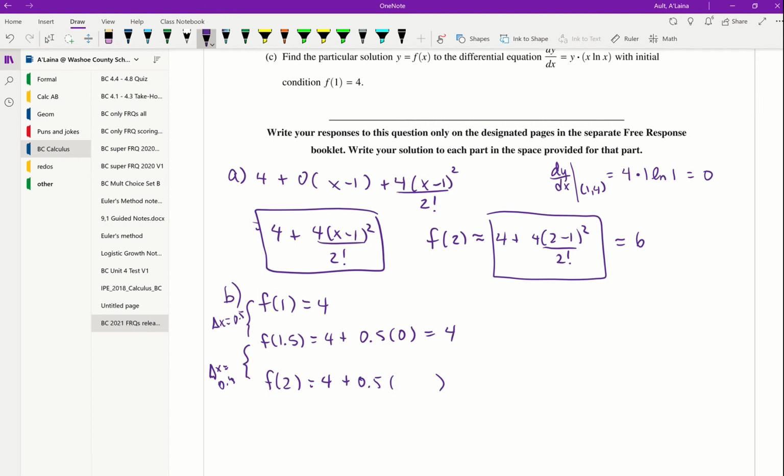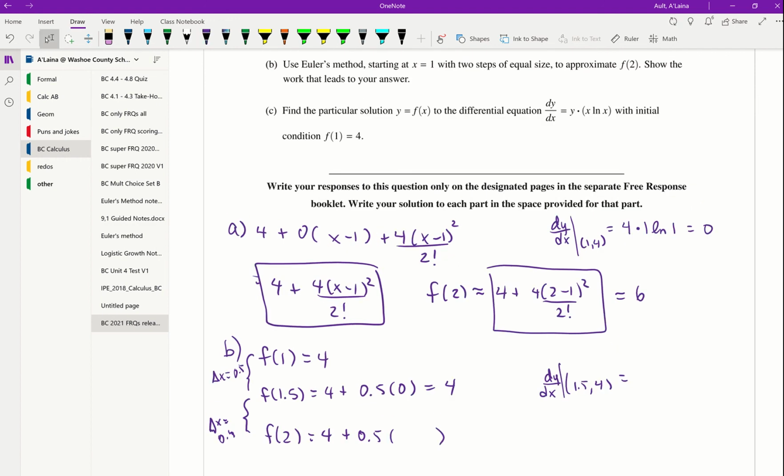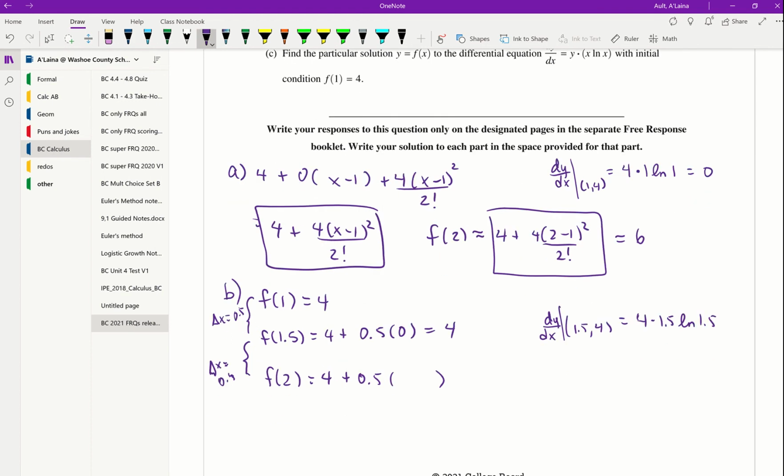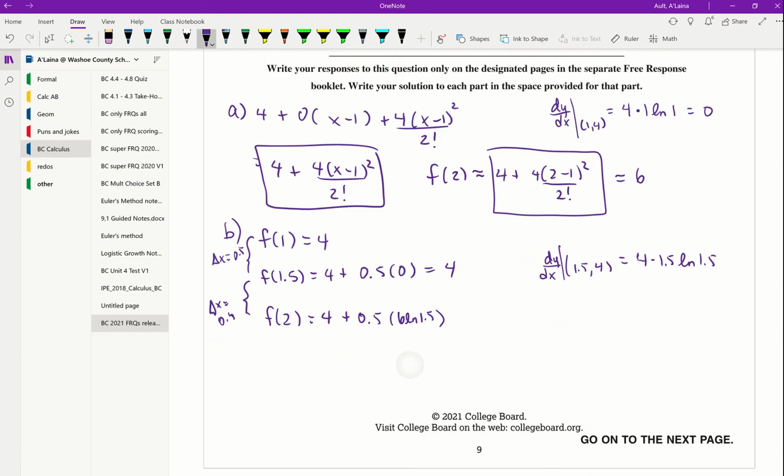Now, what slope am I using here? I need the slope when x is 1.5, which at 1.5, we're approximating the output of 4. So I'm going to use my formula for slope again, which is y, which is 4, times x, which is 1.5, times the natural log of x. Well, I have no way to calculate that, so I'm just going to leave it. 4 times 1.5, if you want, you could calculate that as 6, but you could leave that as a product. So 6 times the natural log of 1.5, you could leave that as your answer.